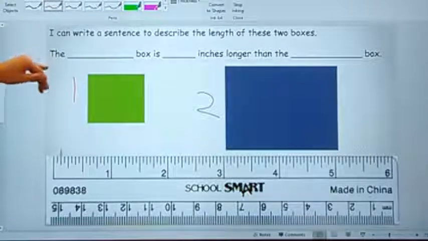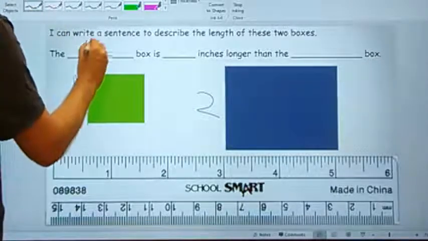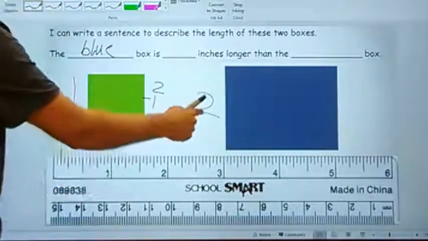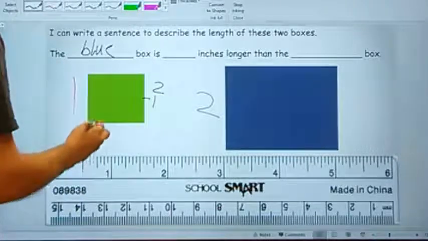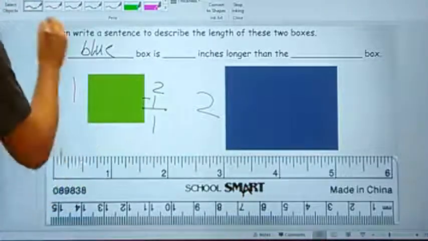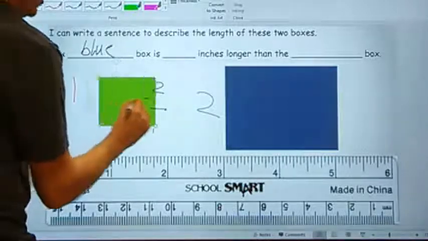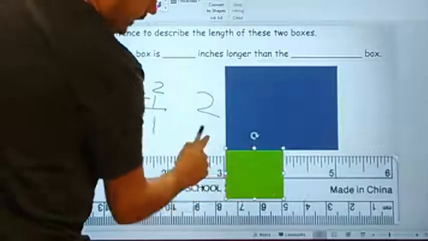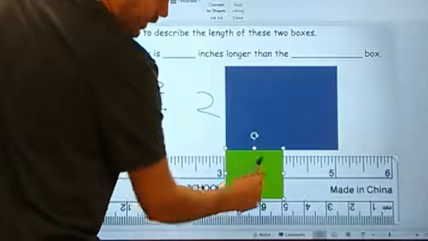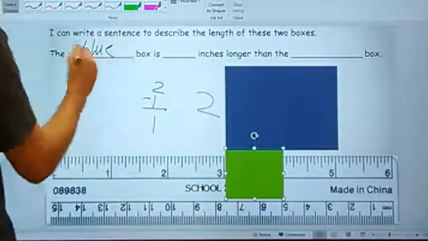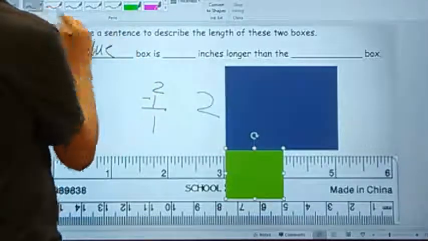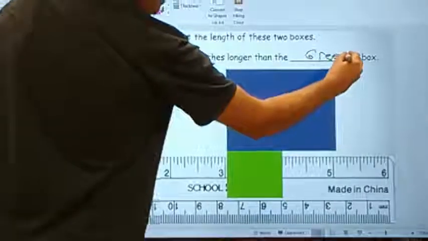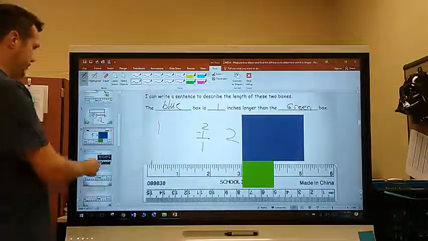So the blue box is, so I'm going to take 2 minus 1, because this one is 2, this one is 1. I know that that's going to equal 1. To show you what that looks like, if I took and put this one right below here, I would need 1 more inch right there. So it would be 1 inch, 2 inches to equal the same. So I know that the blue box is 1 inch longer than the green box. So that's how we solve that one. Let's go to the next problem here.